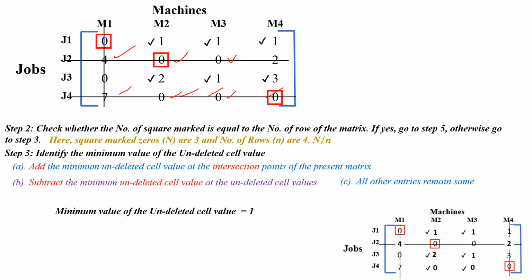So we add the minimum undeleted cell value at these points. So 4 plus 1 is 5 and 7 plus 1 is 8. Next we subtract the minimum undeleted cell value, that is 1, from the undeleted cell values. Then 1 minus 1 becomes 0, 1 minus 1 is 0, 1 minus 1 is 0, 2 minus 1 is 1, 1 minus 1 is 0, 3 minus 1 is 2, and the remaining values need no change.